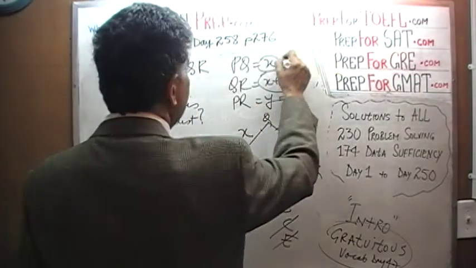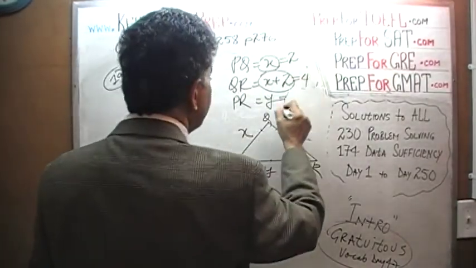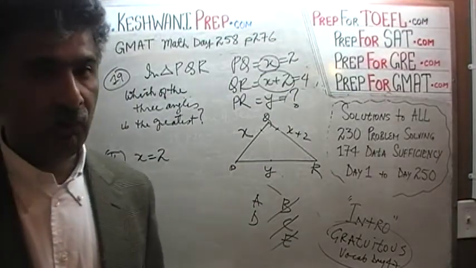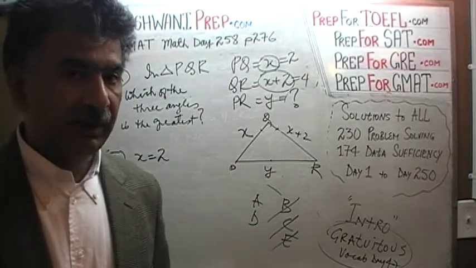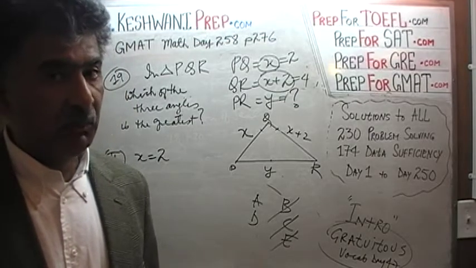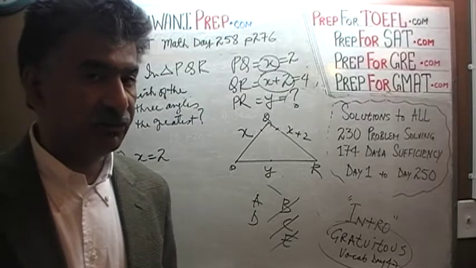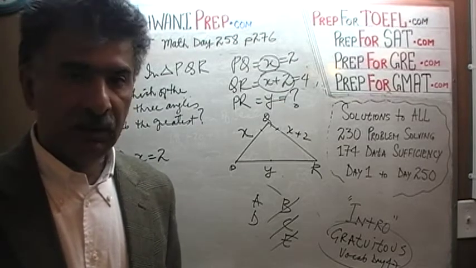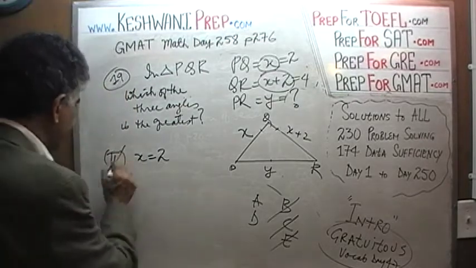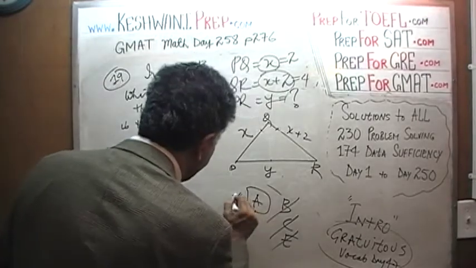Well, if x equals 2, we know that PQ is 2. We also know that QR is 4. But that does not tell us anything at all as to what y is. We have no way of establishing the length of PR, and until we know the length of PR, we are unable to ascertain which of these 3 sides is the longest side, and if we cannot ascertain that, we cannot establish which one of these 3 angles is the largest angle. It is impossible. The second statement by itself does not do the job. The answer is A.